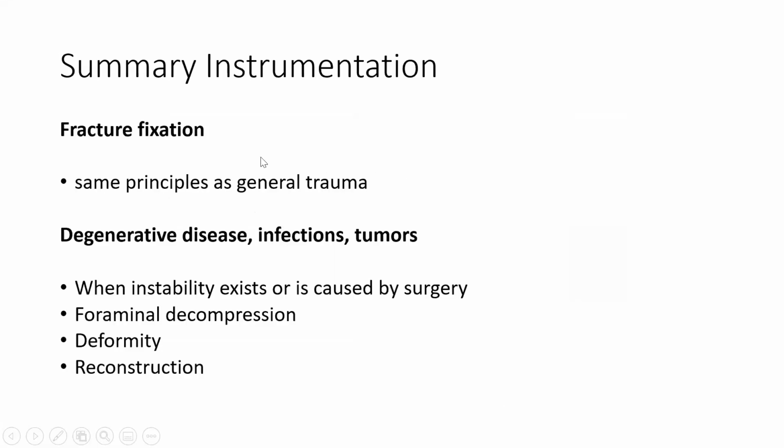So in summary, indications for fixing fractures are pretty much the same as for general trauma. For degenerative disease, infections and tumors, if you have instability, or if you're going to cause instability with surgery by aggressive decompression, or if you need to remove some of the column, you want to reconstruct with instrumentation. If you want to achieve foraminal decompression, or correct deformity, or do anterior column reconstruction, those are indications for instrumentation.